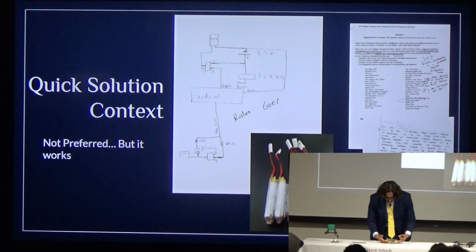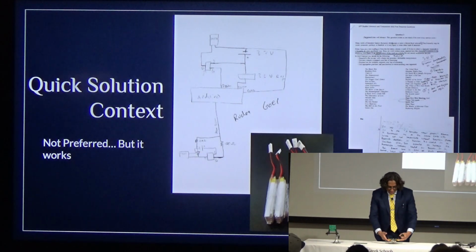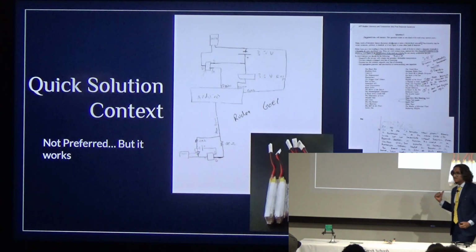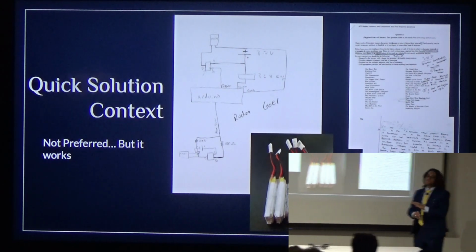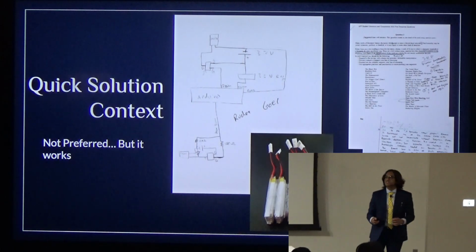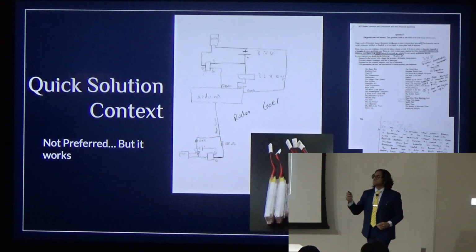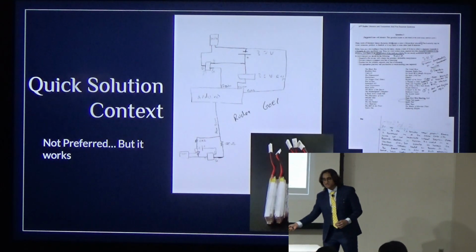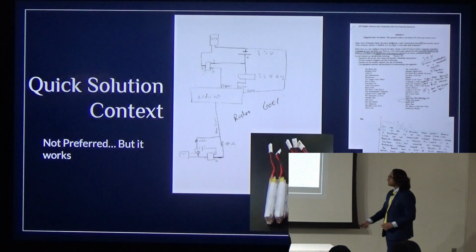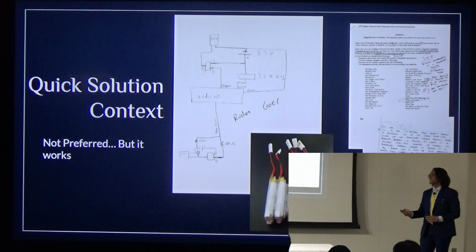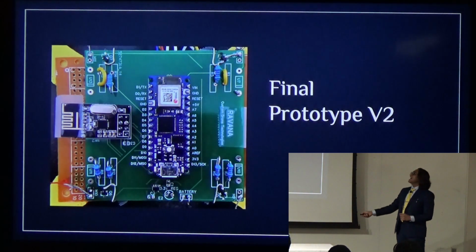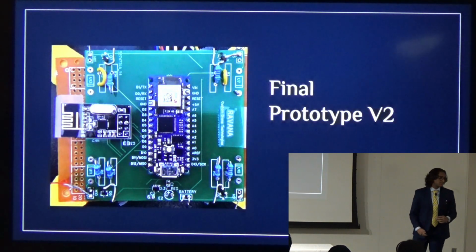So it looks kind of messy now, but this is the solution that I was able to come up with in this context, right? This is obviously not the preferred solution because you've never seen a drone ever looking like this. But the reason it works is because the special type of MOSFET that I used works with this method. It's not preferred, but it works. Okay, and this is where I arrived at my final version 2 prototype.